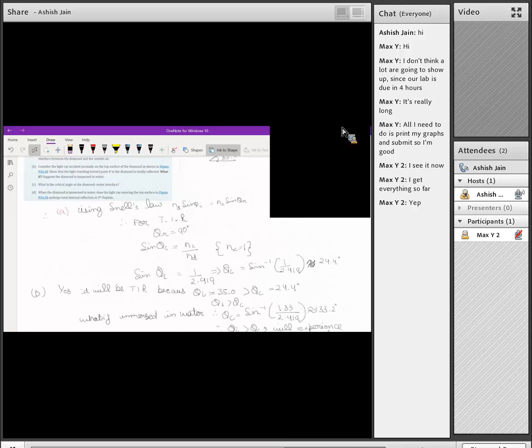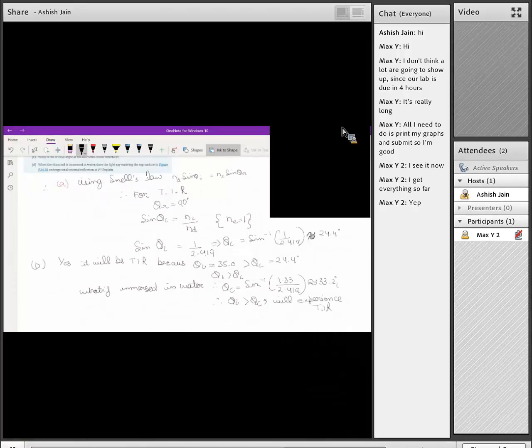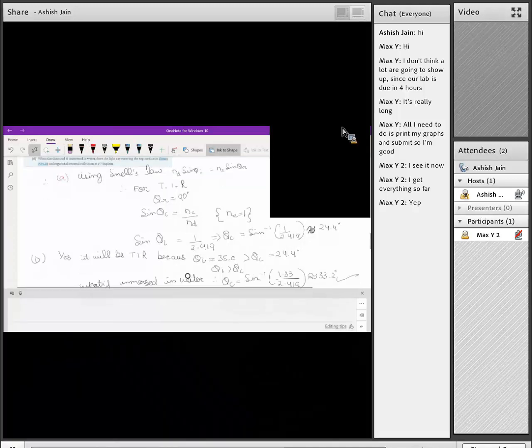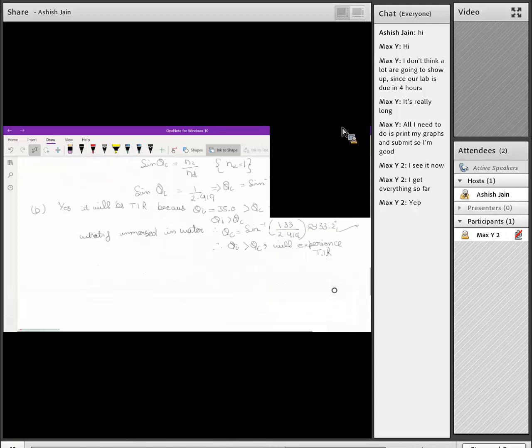What is the critical angle of the diamond-water surface? We did that already. When the diamond is immersed, does the light ray entering the top undergo total internal reflection? Yes, it will undergo total internal reflection. So that's also the answer to C part and D part.